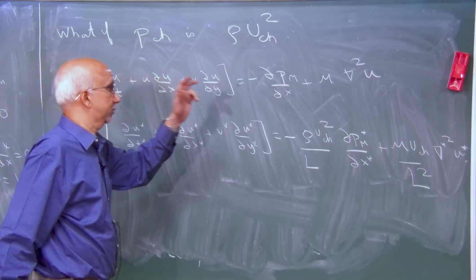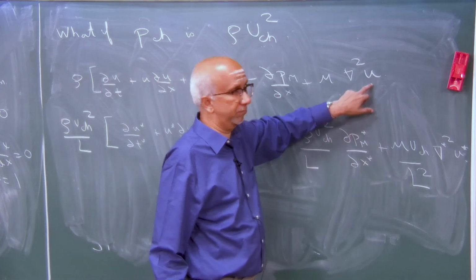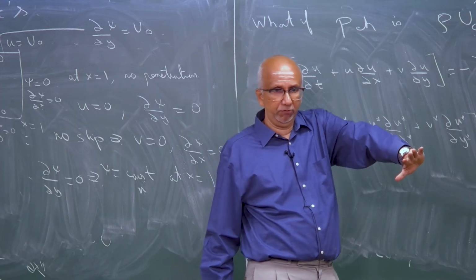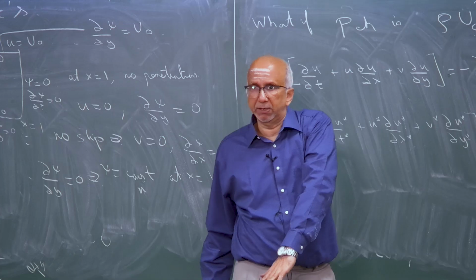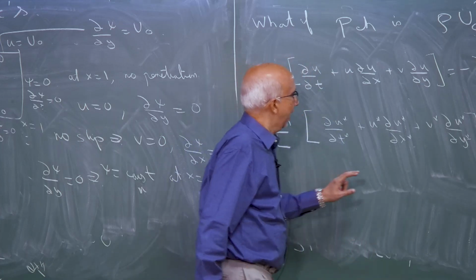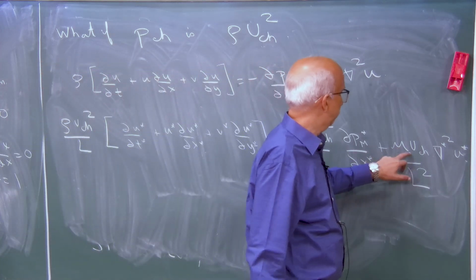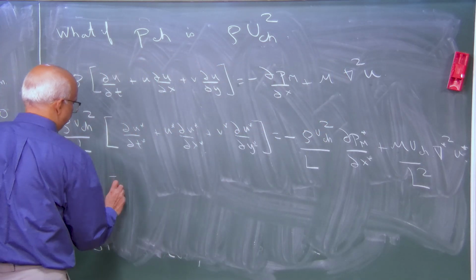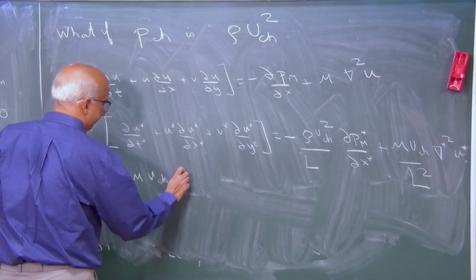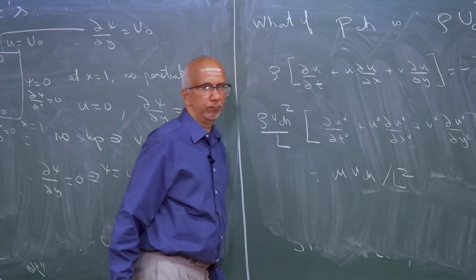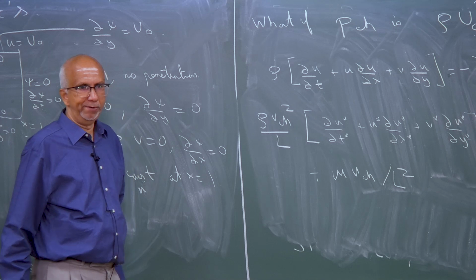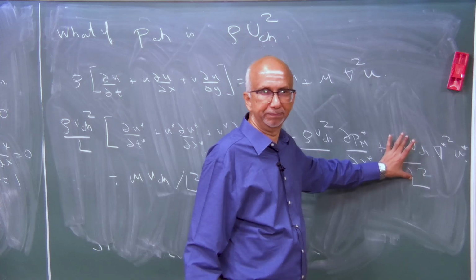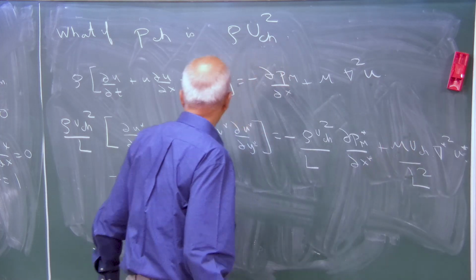That is my scale. Del star squared u star. So I have just done the same thing as before, converting all the variables without the star to the variables with the star. Now what do I get? I am going to divide by mu u characteristic by L squared, like before. What is this? This is this coefficient.